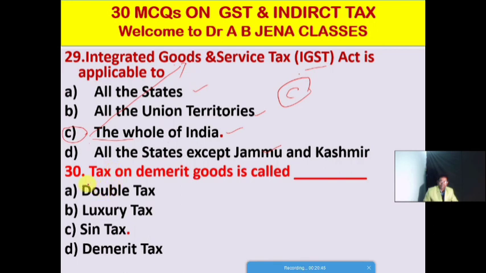Last but not the least, the important MCQ is tax on demerit goods. What are demerit goods, dear friends? The goods which are unhealthy to a human being or harmful to the society. A tax on demerit goods is called: option A double tax, option B luxury tax, option C sin tax, option D demerit tax. So option C is the right answer for this MCQ. So tax on demerit goods is called what?